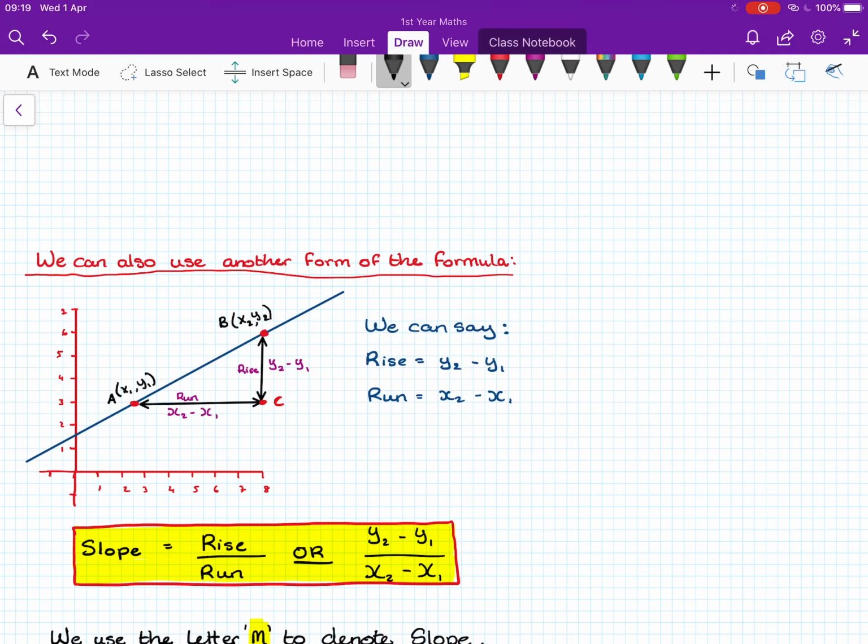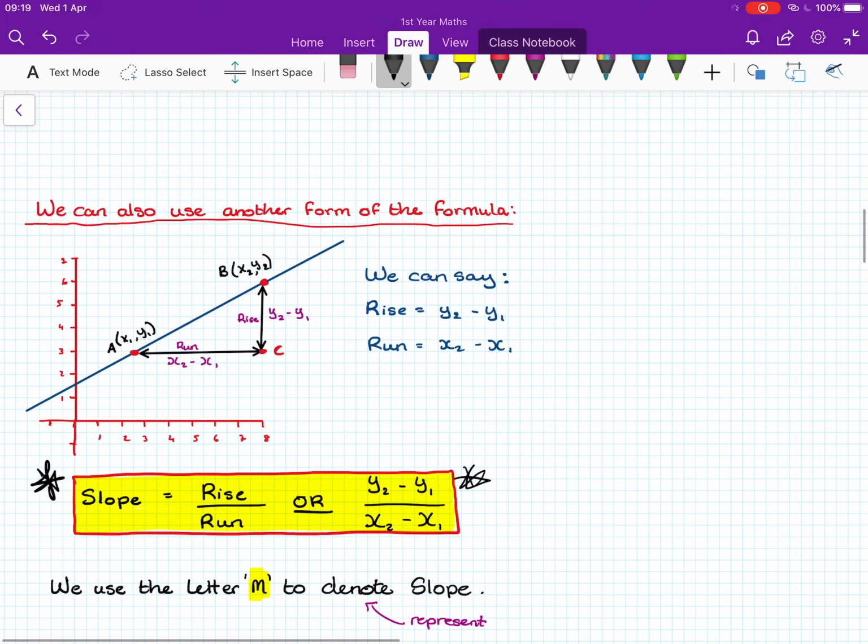Same kind of idea in that we're using our rise and our run. However, when we get given 2 points, we can use a different kind of formula. So we can use y2 minus y1 all over x2 minus x1. So we don't even need to know the diagram off by heart. We just need to know this yellow box down here. So the two formulas are rise over run, or y2 minus y1 over x2 minus x1.